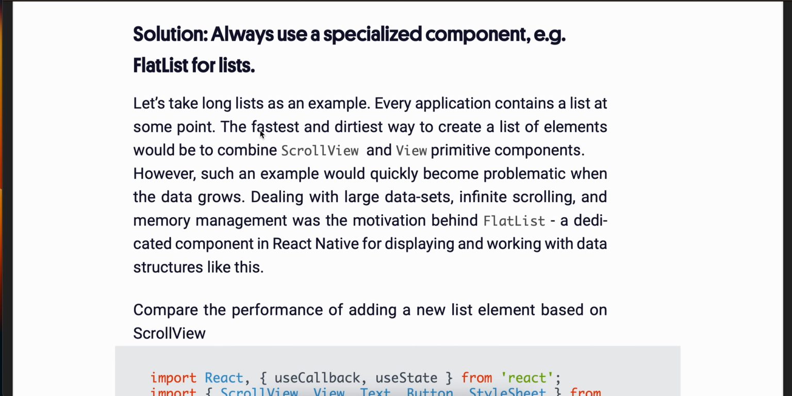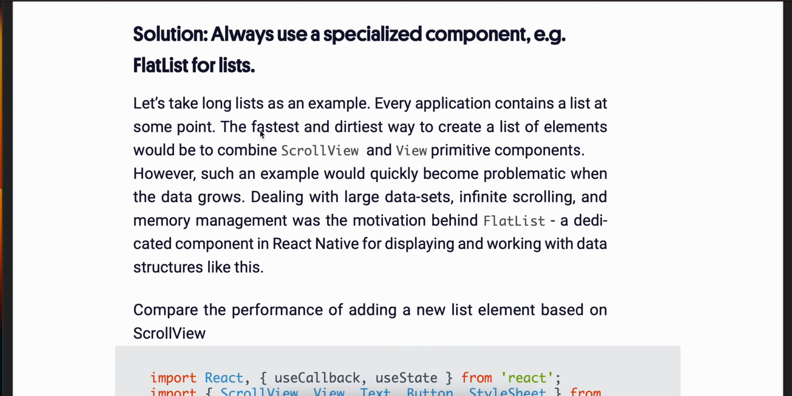such an example would quickly become problematic when the data grows. Dealing with large data sets, infinite scrolling, and memory management was the motivation behind FlatList, a dedicated component in React Native for displaying and working with data structures like this.